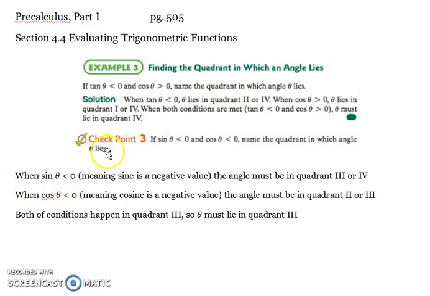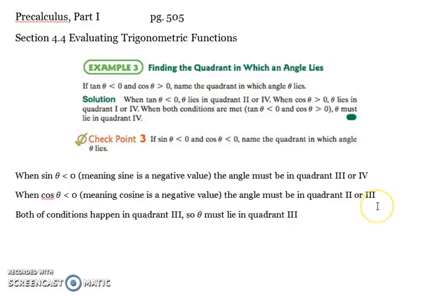For checkpoint 3, if the sine is less than 0, meaning it's negative, that happens if we go down. So that's either quadrant 3 or 4. When the cosine is less than 0, meaning cosine is also negative, that's to the left, so that has to be either 2 or 3. So these both happen in quadrant 3. That would be our answer. When y is negative and x is negative, that's quadrant 3.